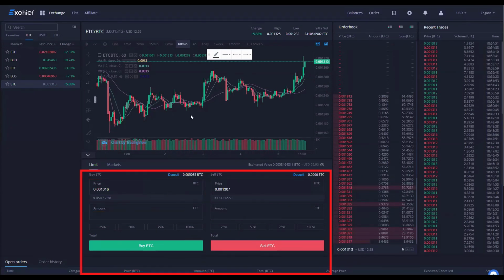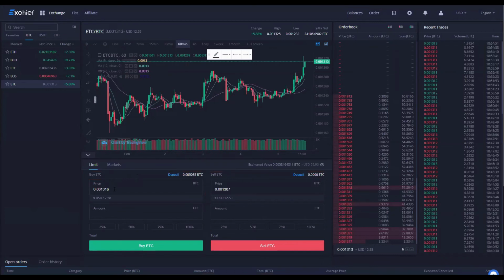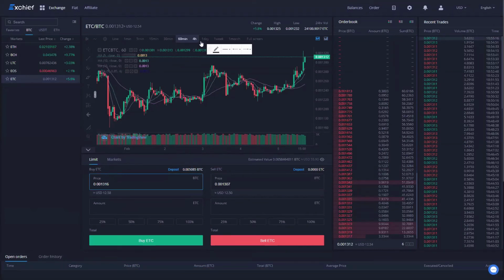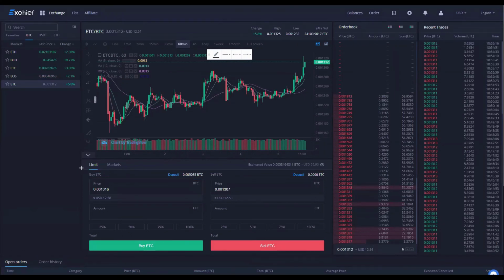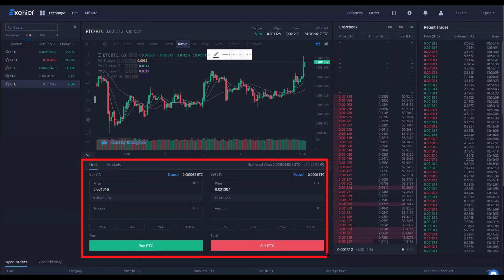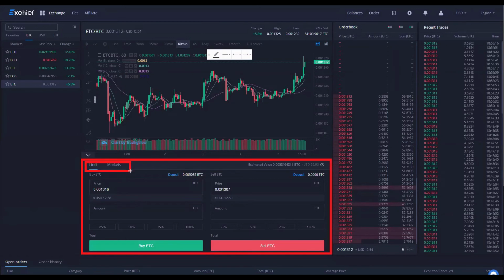So when you're doing a limit, you actually get to adjust the price you're dealing with, and you will be able to input whichever price you see fit. So for limit, that is what you have to take note of. It gives you the option of inputting your own price, and for market, you cannot do that.